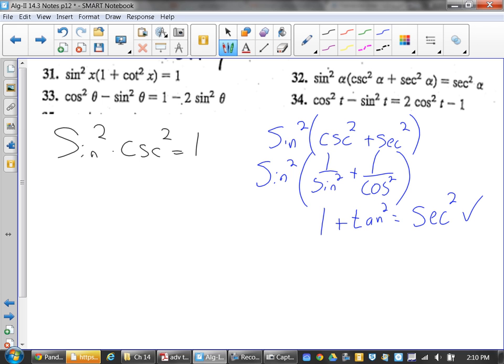Can you believe how easy this is? Isn't it silly? It's the whole idea of stopping and thinking, going, wait, okay, what can I do? A lot of times it's rewriting in terms of sines and cosines, going through a couple of those Pythagorean identities and trying it.